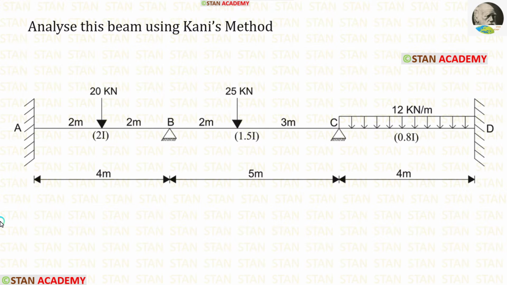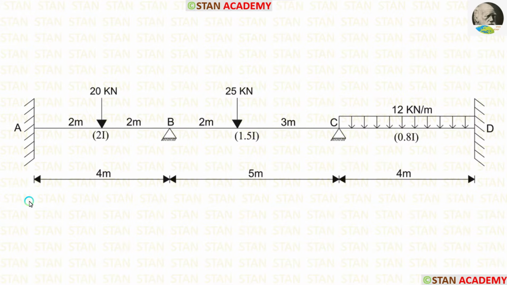Hello everyone. Today we are going to analyze this beam using Kani's method. Before analyzing, let's see the beam one time. In this beam, there are three spans: span AB, span BC, and span CD.